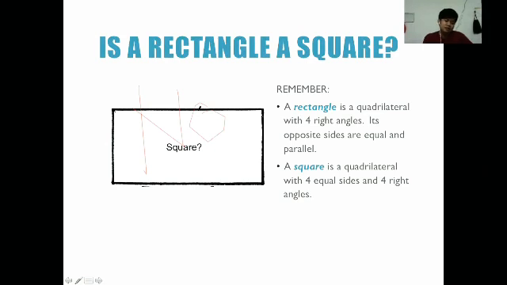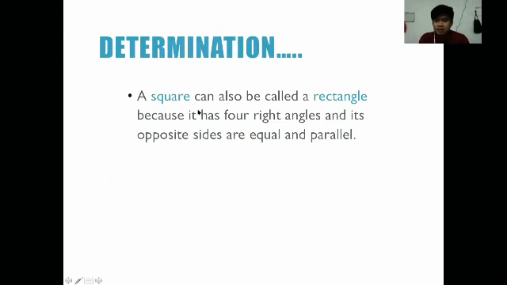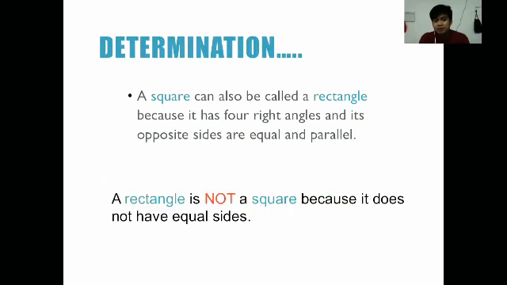Not all rectangles are squares, but all squares are rectangles. So, a square can also be a rectangle because it has four right angles and its opposite sides are equal and parallel. Pero, a rectangle is not a square because it does not have equal sides. Next, a trapezoid.